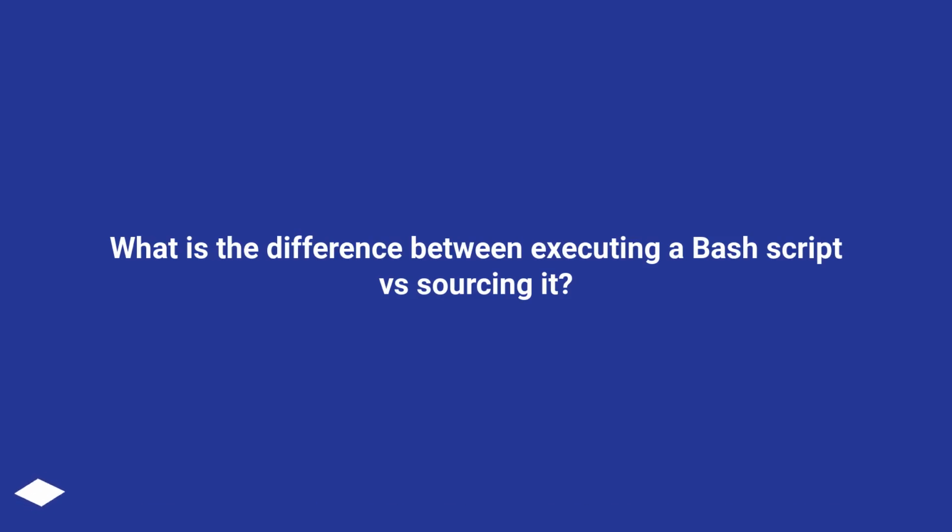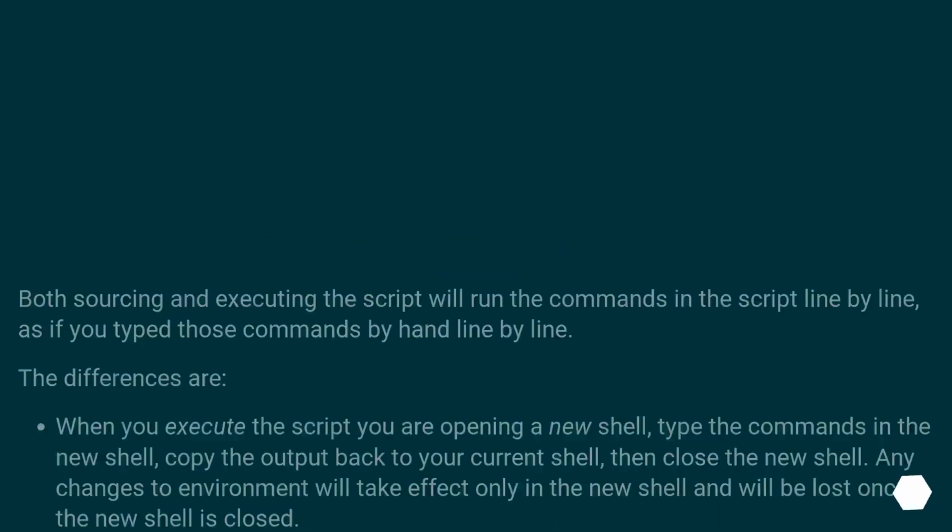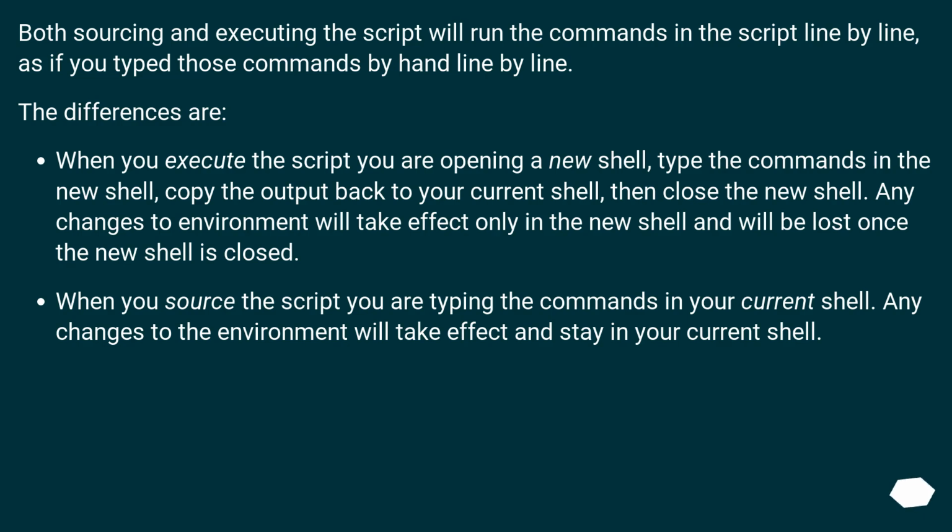What is the difference between executing a bash script versus sourcing it? What is the difference between executing a bash script like A and sourcing a bash script like B? Both sourcing and executing the script will run the commands in the script line by line, as if you type those commands by hand line by line.